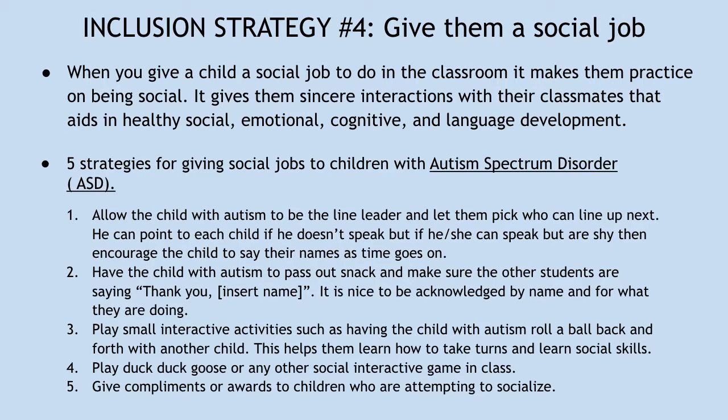Play small interactive activities such as having the children with autism roll a ball back and forth with another child. This helps them learn how to take turns, and it helps them learn social skills. And play Duck Duck Goose or any other interactive game in class. That would make them socialize.